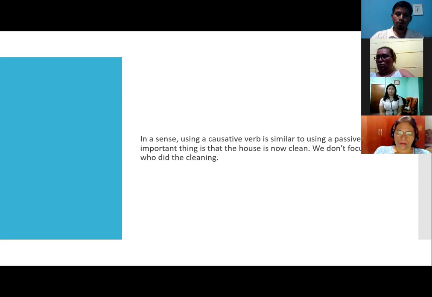We don't focus on who did the cleaning. We're not focused on it. We are focused on the fact that the action was done, okay? The action was done, and that's it, okay? That's what is called causative. We're going to see some examples in the structures of how we construct the causative sentences.